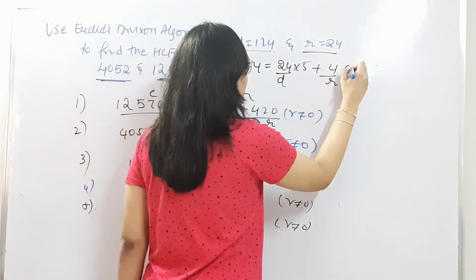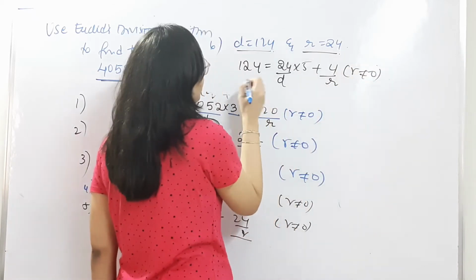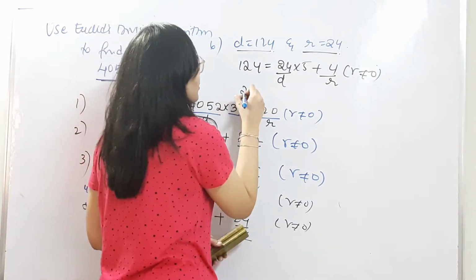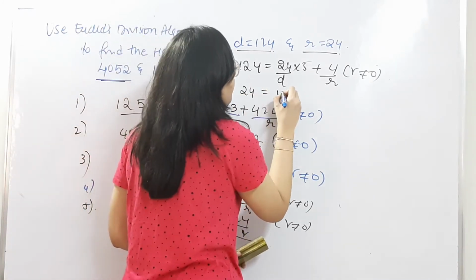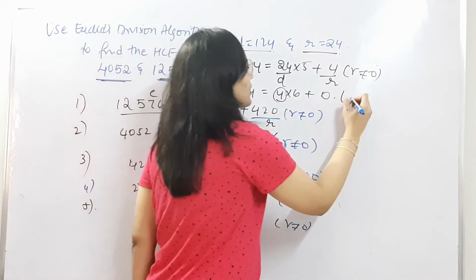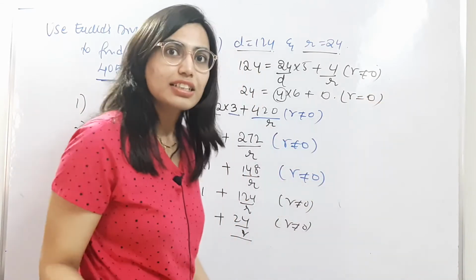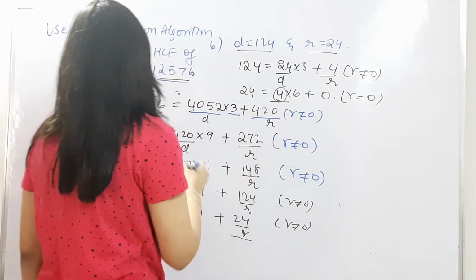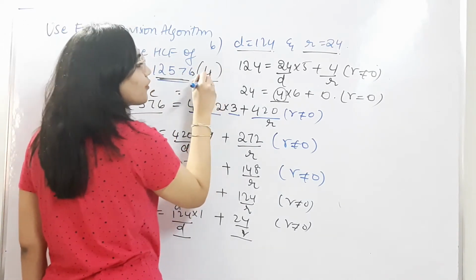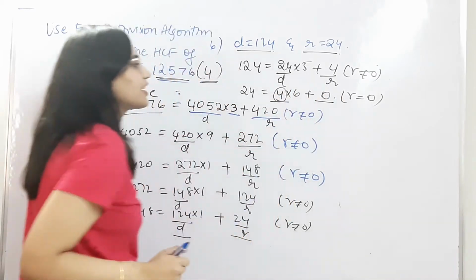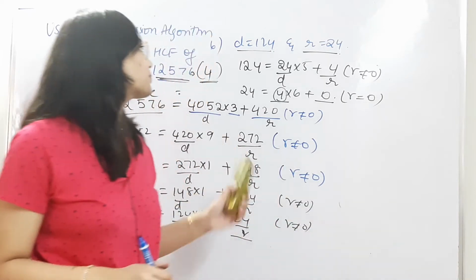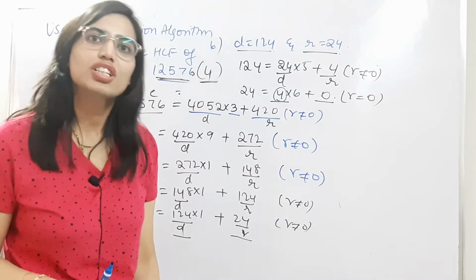This is R and again R is not equal to 0 here. What will we do? We'll apply this method once more. So then here the dividend will be 24 and the divisor will be 4. Right? So here we get R as 0. So can we conclude that the HCF of 4052 and 12576 is 4, because R is 0 and the divisor of the step when R is 0 is the HCF. This is how you compute the HCF using Euclid's division algorithm.